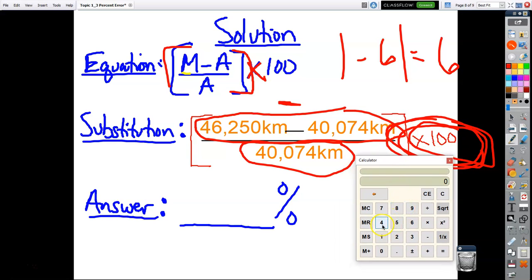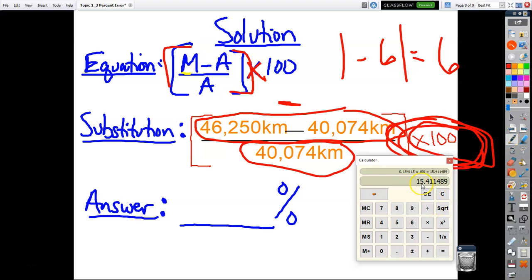So let's plug this in. You get 46,250 minus 40,074. There's my first equals. So 6,176 was the difference. Divide by 40,074 equals. Now I got my decimal. And then don't forget the times 100. Times 100 equals. And again, in science we carry things out to the tenth place.